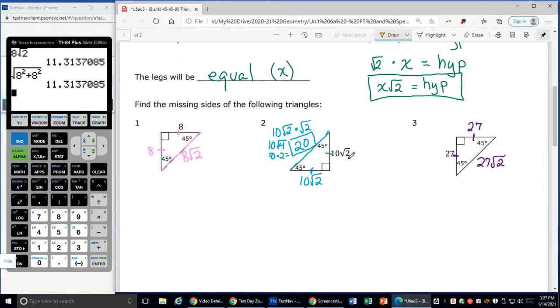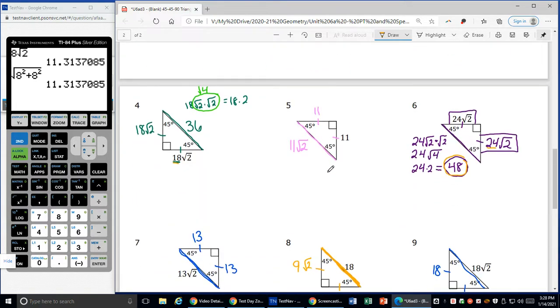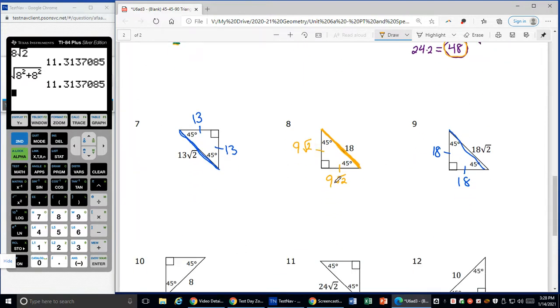But if my leg already has a square root of 2 on it, if my legs both have a square root of 2, then we just take that number that's in front of it and multiply it by 2 and remove the square root of 2. So 10 square root of 2, 10 square root of 2, 10 times 2, 20. Here, 18 square root of 2, 18 times 2, 36. Over here, 24 square root of 2, 24 times 2, 48. 9 square root of 2, 9 square root of 2, 9 times 2 is 18.